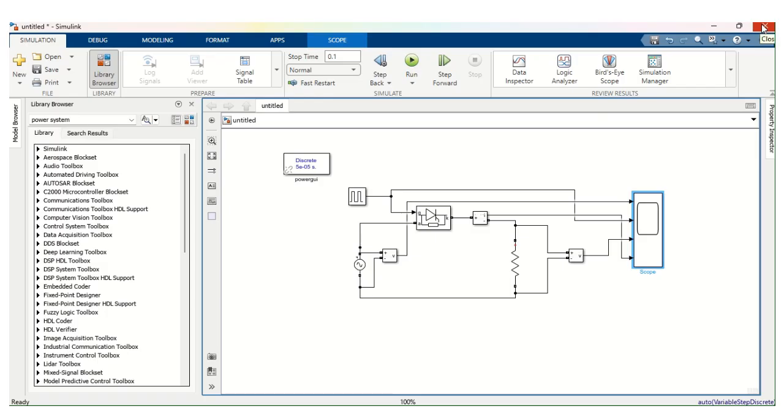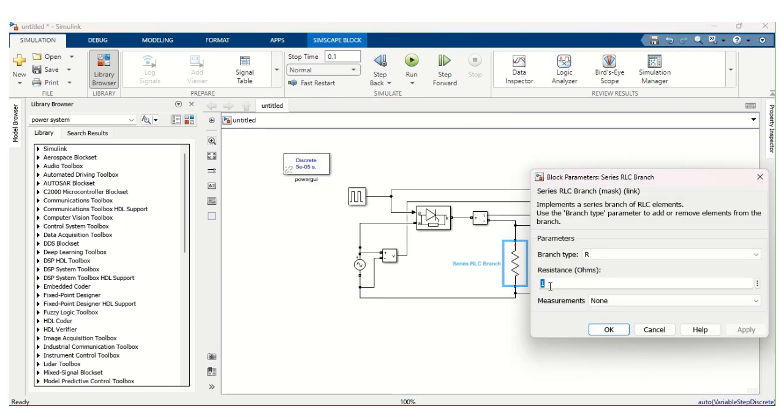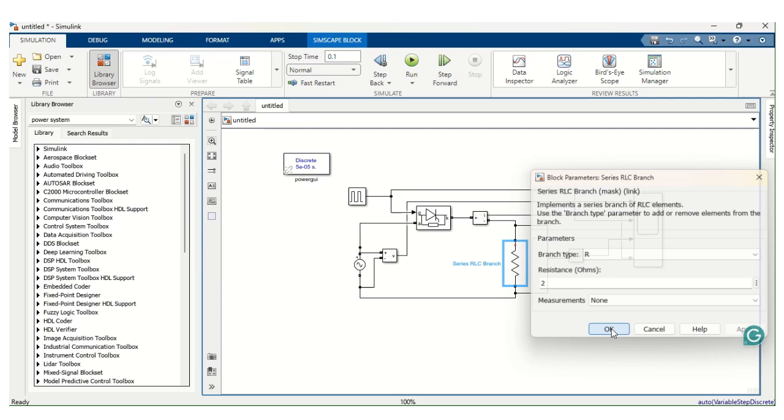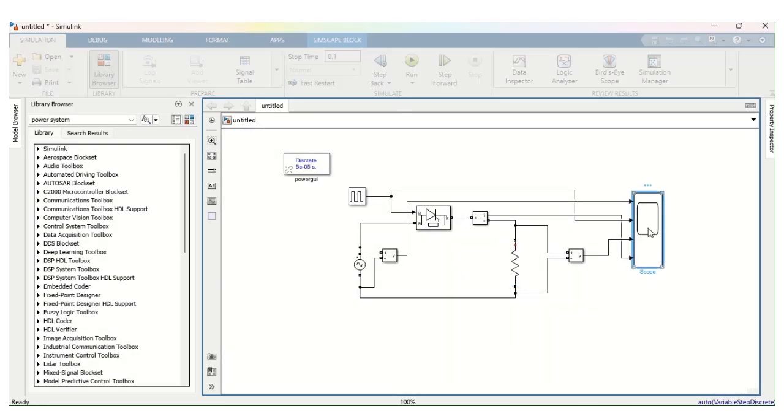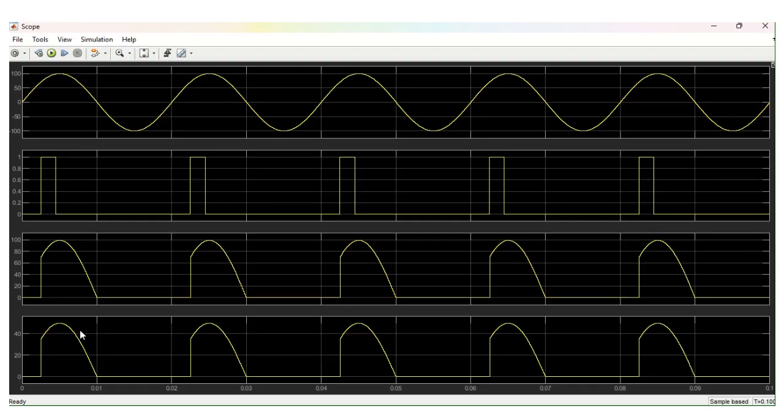So in the question, they have asked to change the value of resistance from 1 ohm to 2 ohm. I am going to convert 1 ohm to 2 ohm. Click OK. Now run the simulation. Let's observe the readings. Here you can see the magnitude of the voltage is 100, whereas the magnitude of the current waveform is 50. Why? Because we have changed the resistance value to 2. Therefore, the magnitude of the current waveform has decreased.